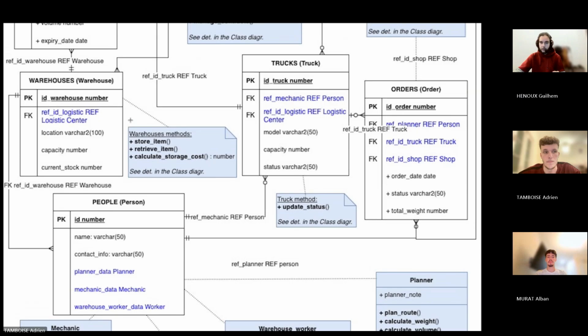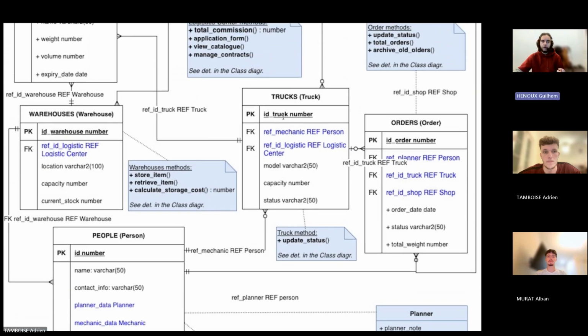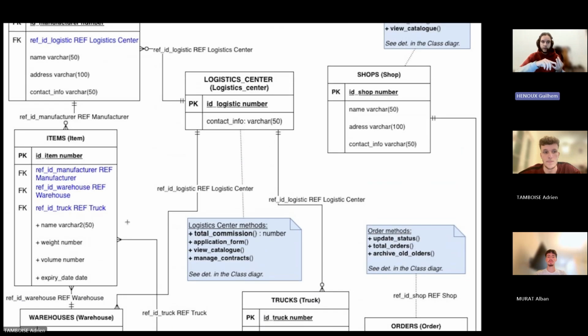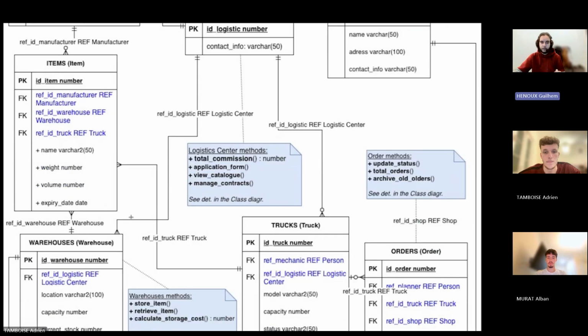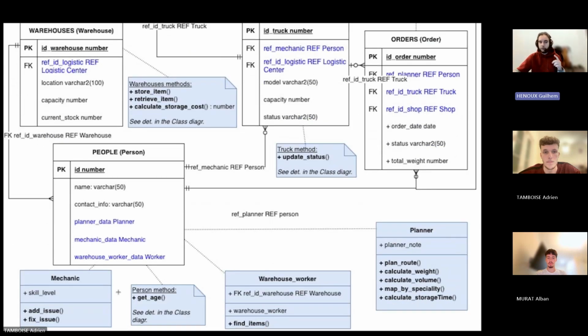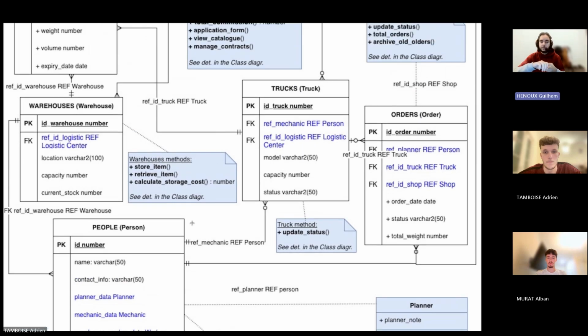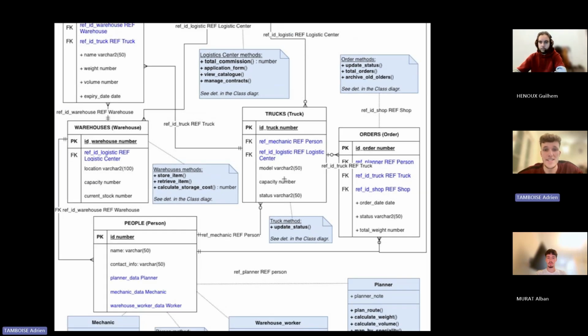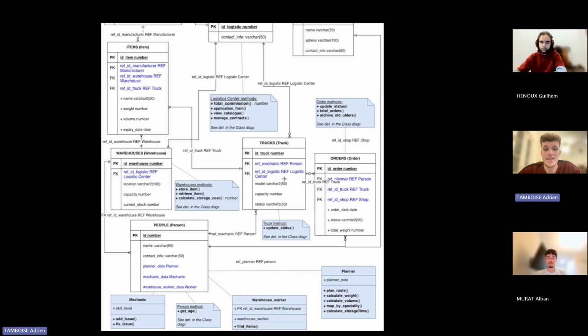Then we have the items with information like the name, the weight, the volume, and the expiration date. And lastly, we have the mechanic with its method to repair trucks. And also we have trucks with its ID, its model, its capacity, and its current status. We carefully designed the relationships between entities using foreign keys to maintain referential integrity.